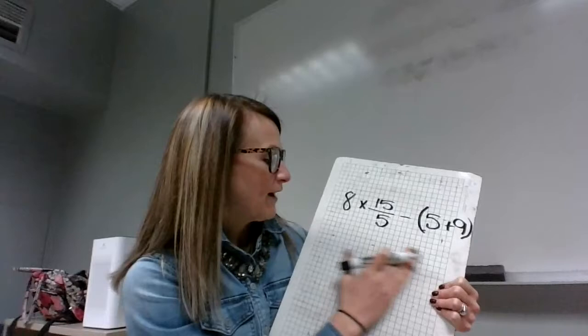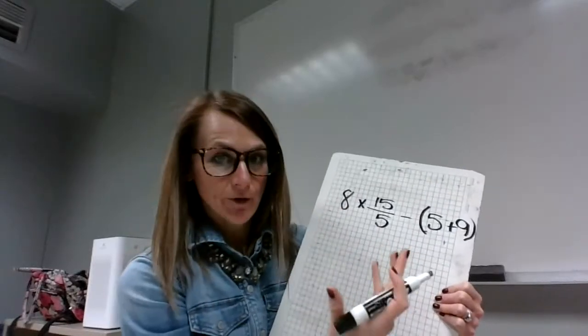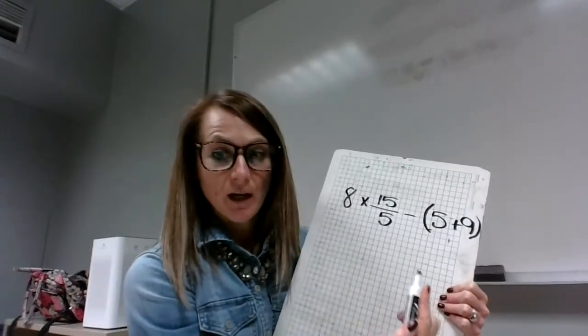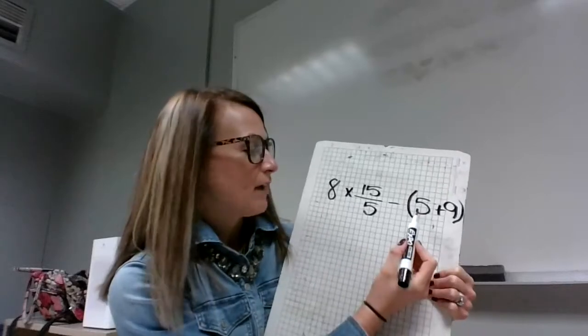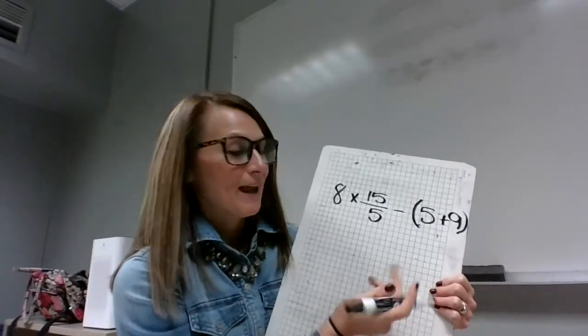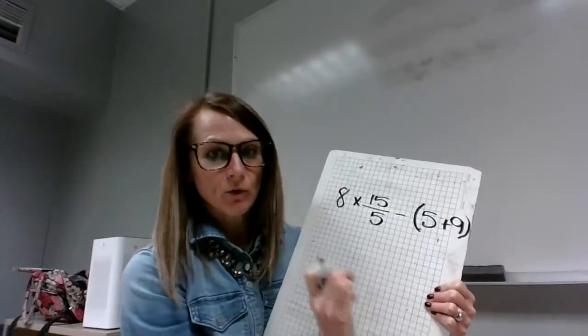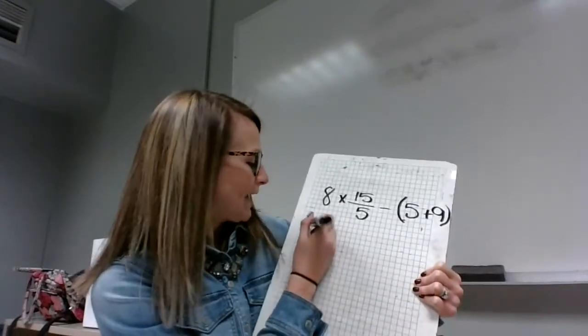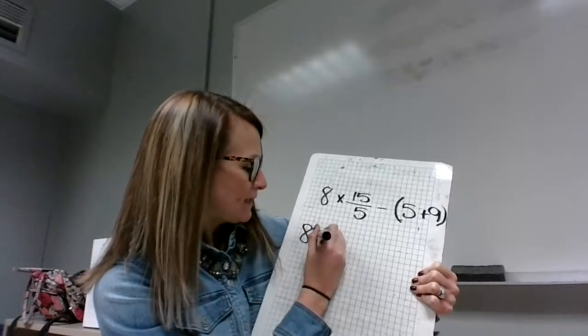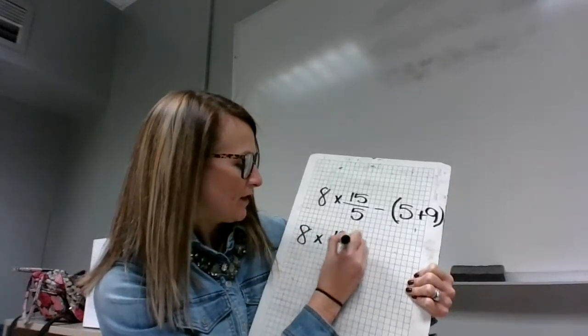So let's go ahead and follow PEMDAS where we do our parentheses first. So when I look at this expression, I do see some parentheses. I have 5 plus 9. And I always suggest to my students that you rewrite the expression each time you solve a piece of it. So here, I didn't touch the 8. I didn't touch the 15 fifths.